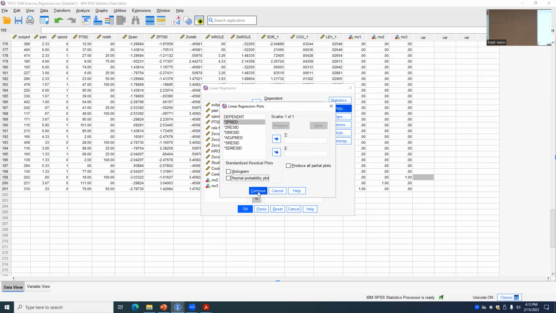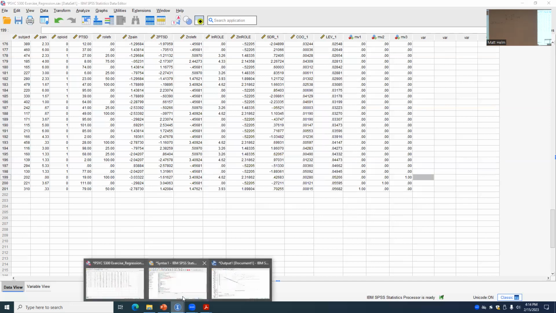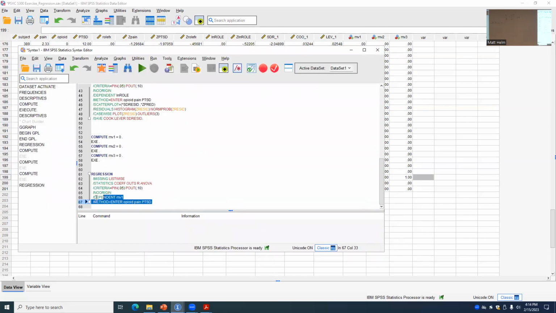Need plots or anything like that. Actually here, just hit reset. So MV1, and then we've got opiate use, pain severity, PTSD score. Paste that. Okay. So I've got a model that's just predicting MV1.